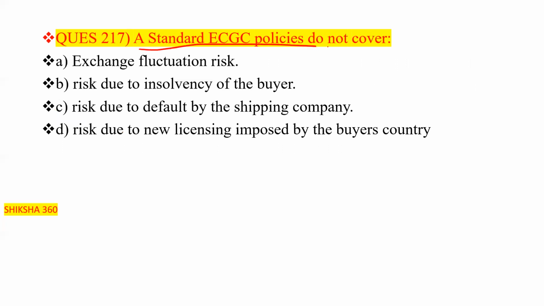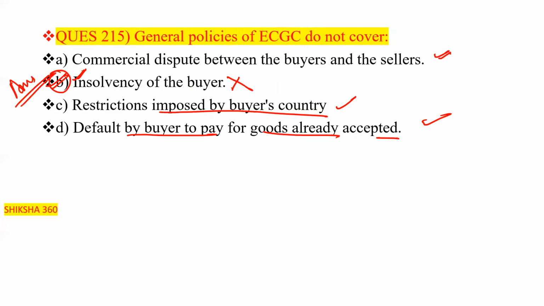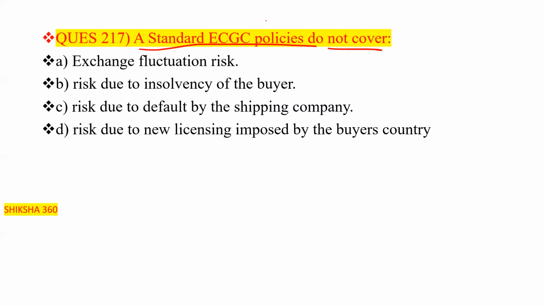Standard ECGC policies basically do not cover... That is a standard ECGC policy. Clear? Here we use journal policies. Journal policy, that is basically the standard policy. We have discussed the different policies. So here they are asking what the standard ECGC policies do not cover. What do they not cover?